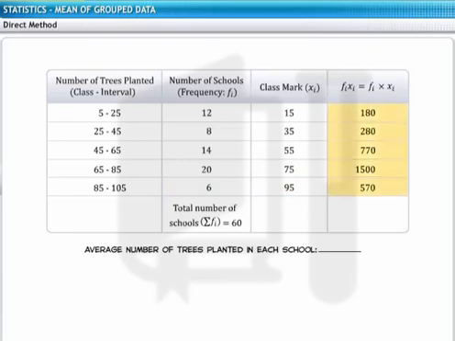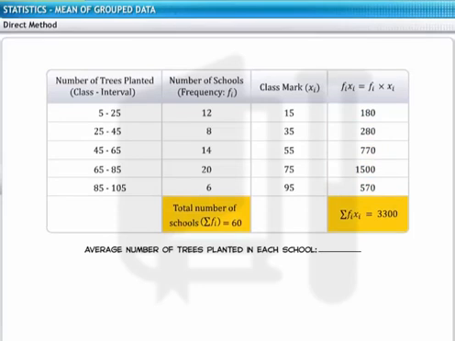Now, let us find the sum of the products of the frequencies and the class marks for all the class intervals. This sum is represented by summation fixi, which is equal to 3300. We are close to finding the solution for Miss Greenfingers's problem.